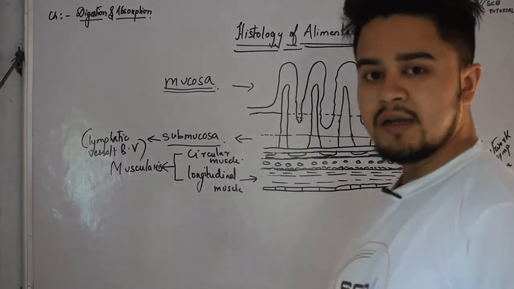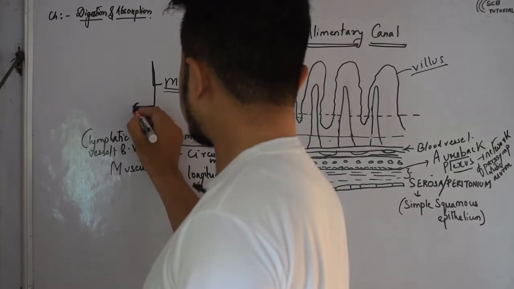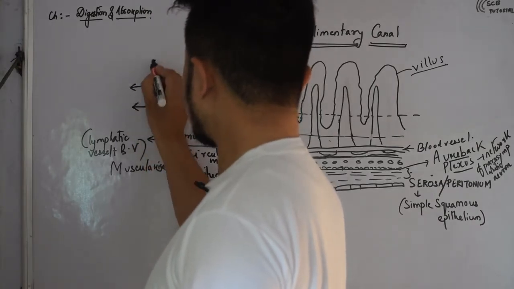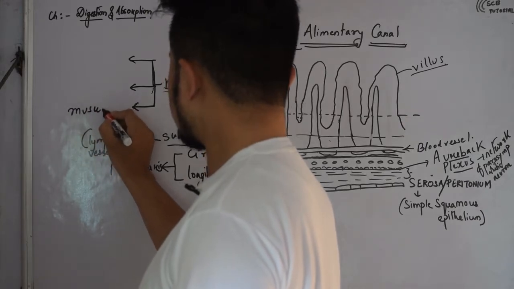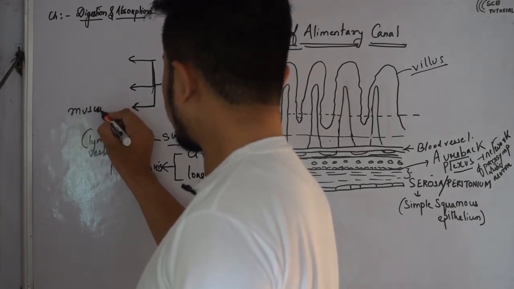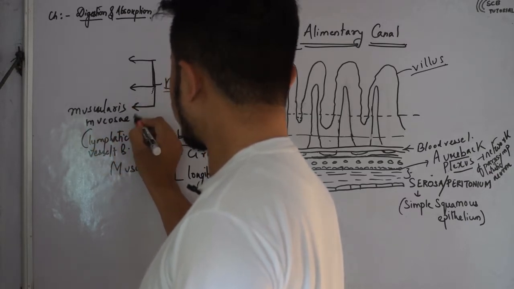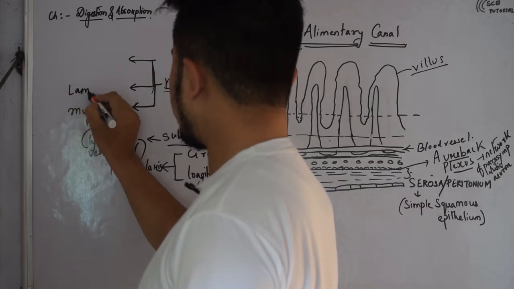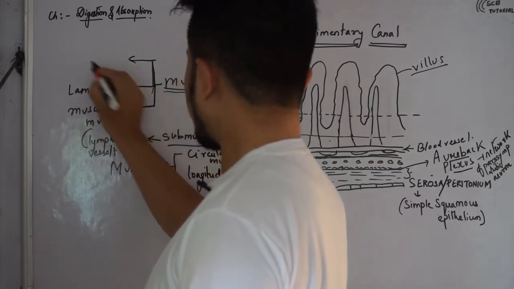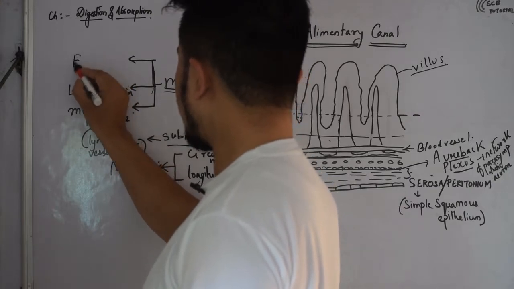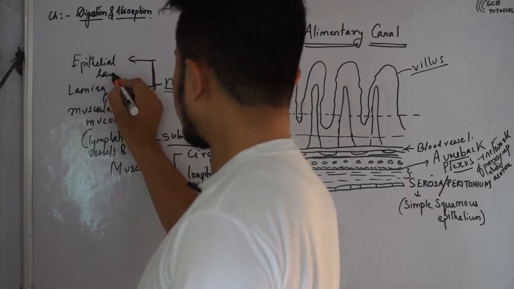And this mucosa layer again has three layers. This mucosa layer is made up of three layers. The outermost is called the muscularis mucosae. Next is called the lamina propria, and the innermost is called the epithelial layer, which generally has the glands.